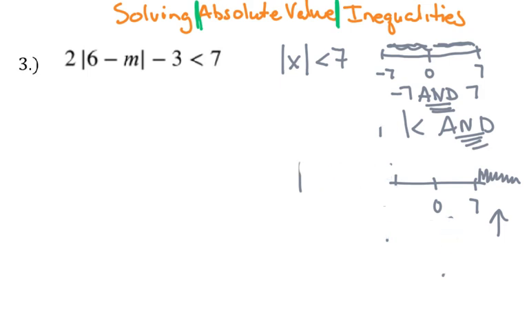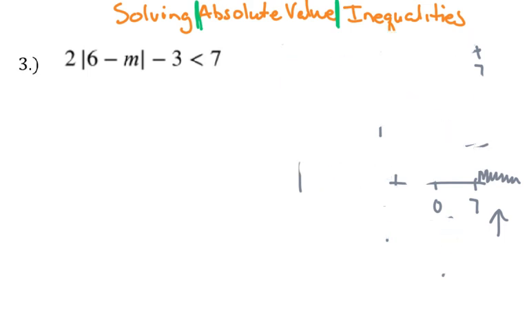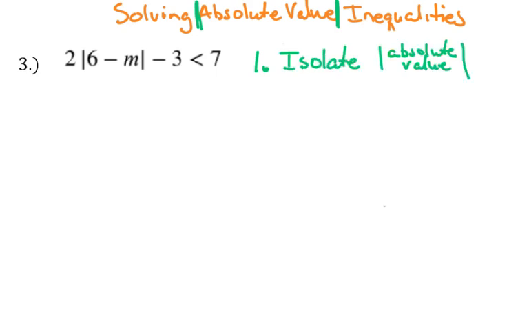So let's go ahead and look at the problem we have to the left here. And I'm going to go all the way back to using our steps when we were just solving an absolute value equation. Remember those steps? The first step, does anyone remember what it is? It is to isolate the absolute value. That means if we come back to our problem here, we are going to first add 3 to both sides. This is going to give us 2 absolute value of 6 minus m less than 10.